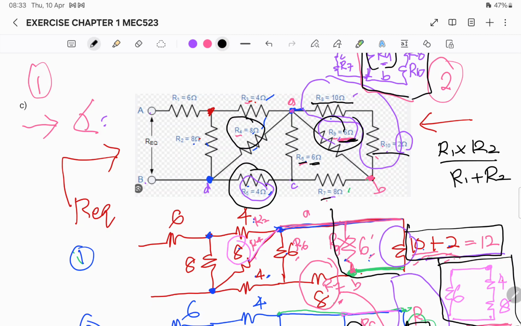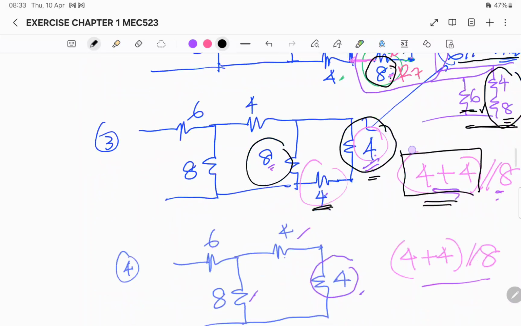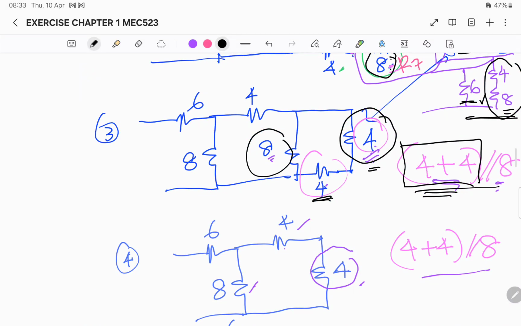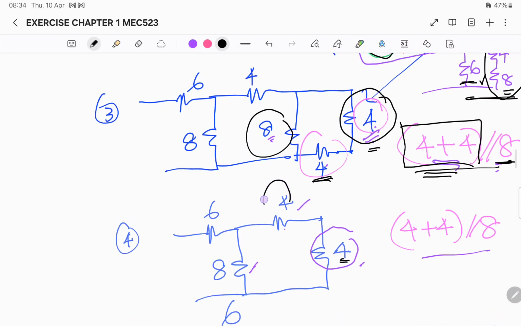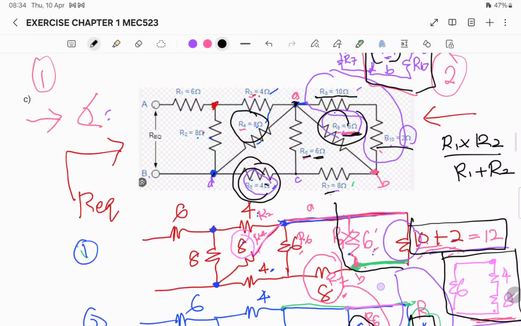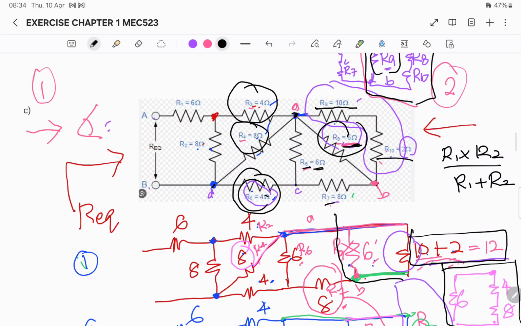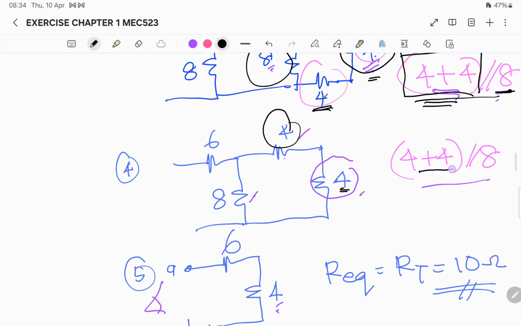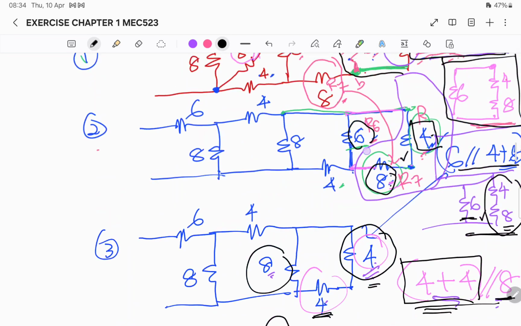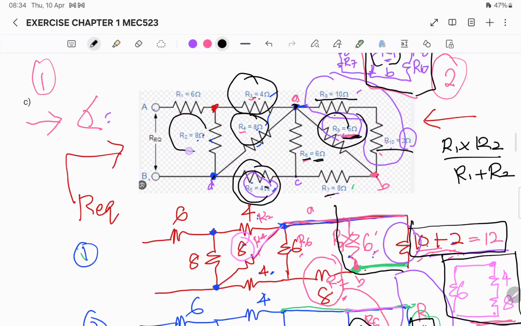This 8 is this one, because the back part we have already solved. The 8 is from point A to point D, and the 4 will also be from point A to end point D. So parallel with the 8, we get another 4. And this 4 is actually R3. So series, parallel with 8, the 8 and this 6 at the front.